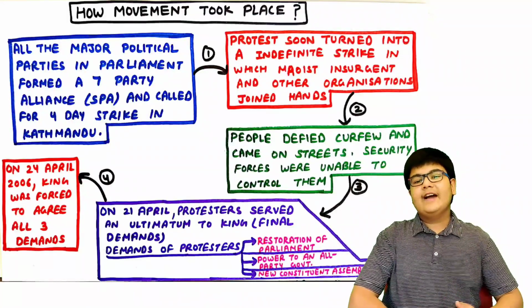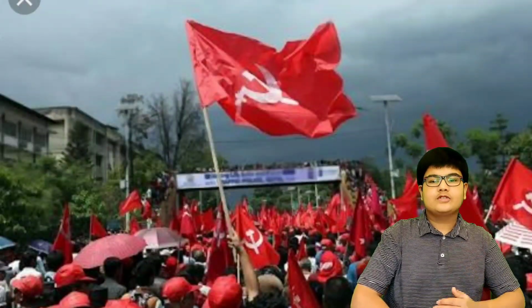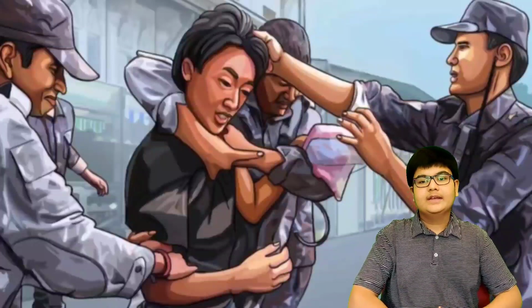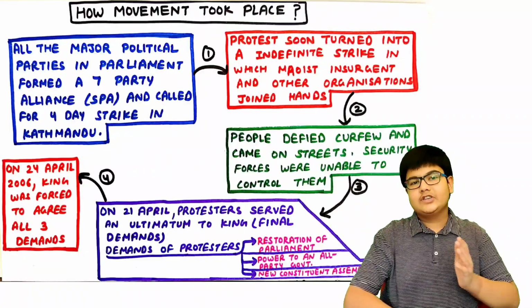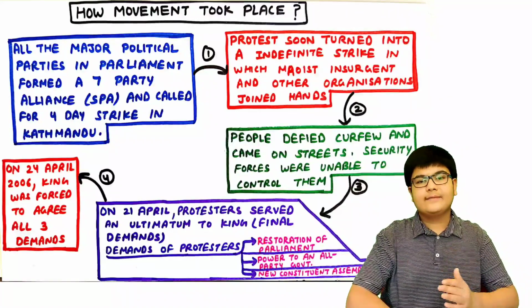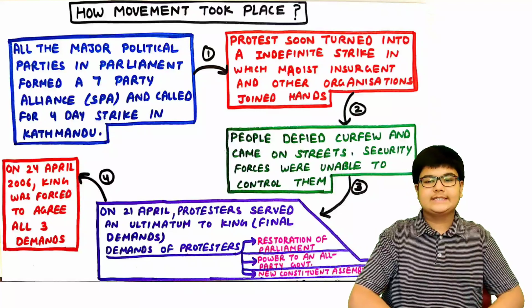Third, the people defied the curfew and came to the streets, and the security forces were unable to control them. A fight started between the people and the security forces, and the security forces were unable to control the people who defied the curfew and came to the streets.